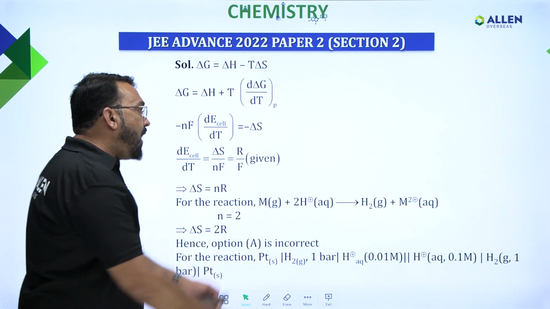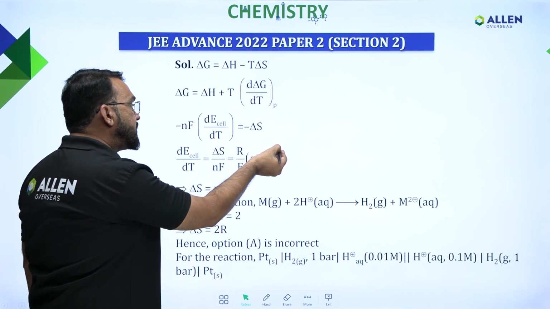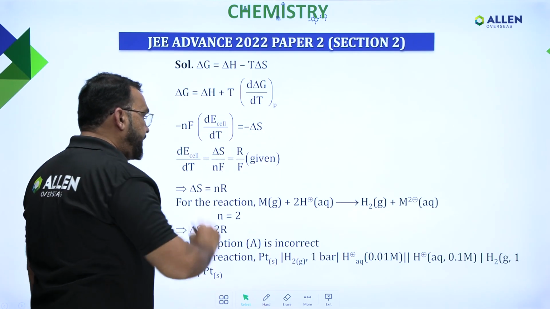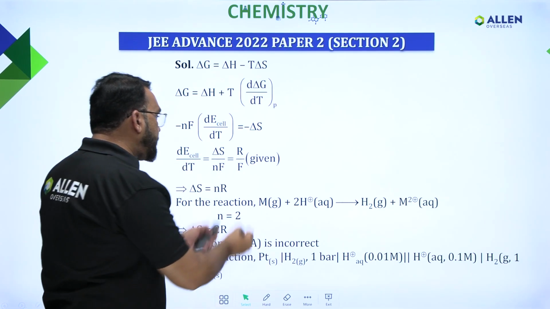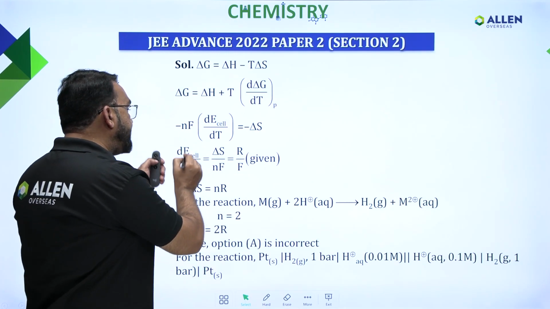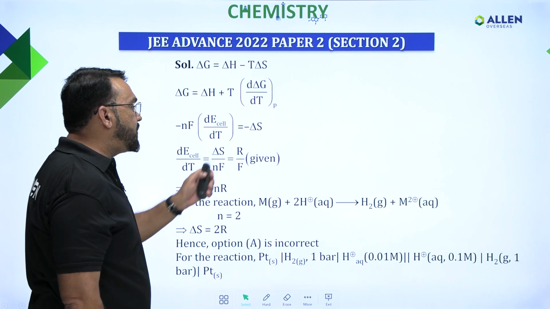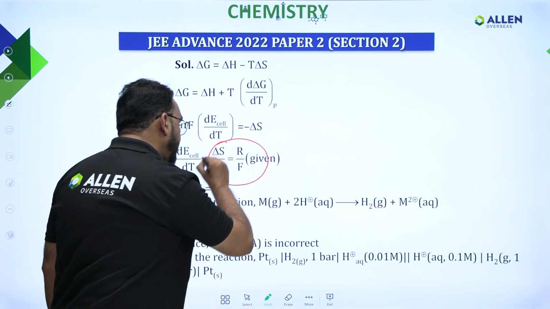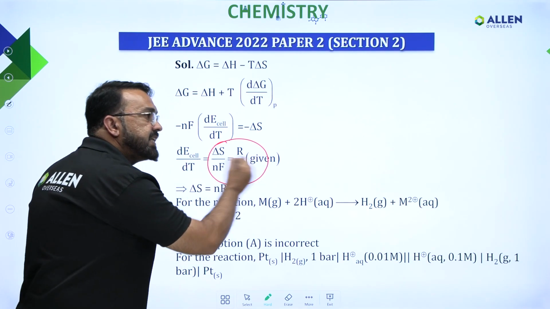Therefore, students, on simplifying this equation, if you take minus nF below, you are going to get dE cell by dT is equal to delta S upon nF. This is given to you: dE cell by dT is equal to R by F. So we are equating delta S upon nF to R by F. On simplification of this relation, we get delta S is equal to nR, because F gets cancelled.